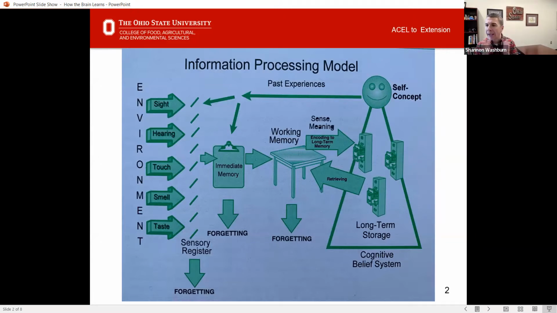So the whole idea here with effective instruction and its relationship to the information processing model is that we want to design instruction in such a way that allows our learners to use that sensory input, determine in immediate memory that the information is worth keeping, move it to working memory, connect it with other ideas that are already in memory storage, and put that information in the right file drawer and file folder, right?